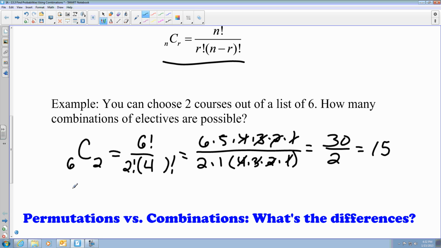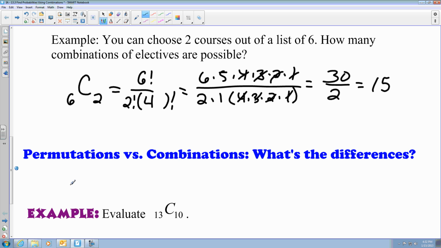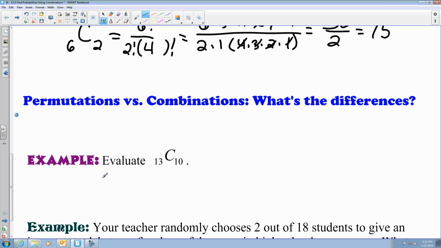So again, the difference between permutation versus combination: for permutation, order matters. For combination, order does not matter.